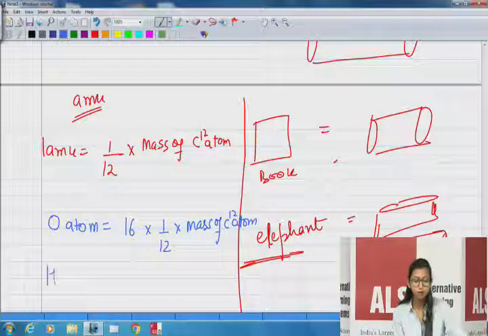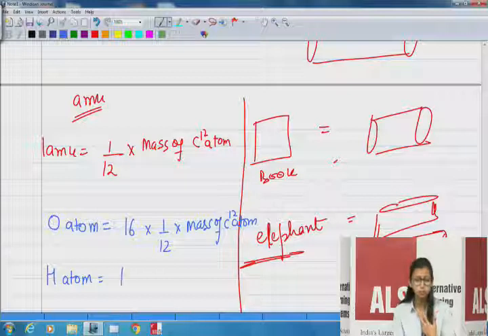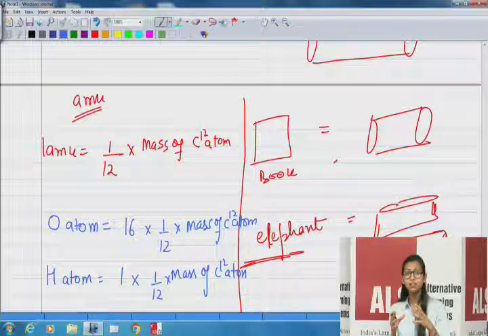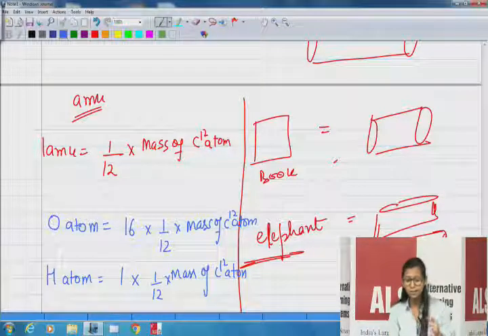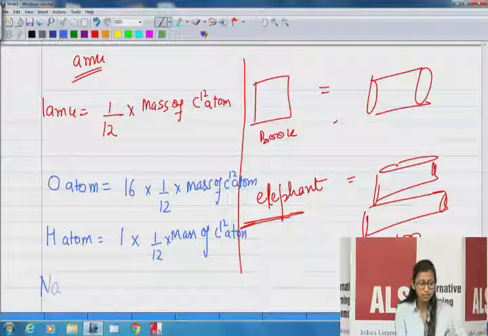Now if I want to find out the mass of the hydrogen atom, it comes out to be, and this is all experimental, this is how the scientists have seen it, 1 into 1/12th of the mass of the C12 atom. So we have taken a reference as 1/12 into the mass of the C12 atom, and we are getting different numbers with respect to that. Let's say I am writing here the sodium.